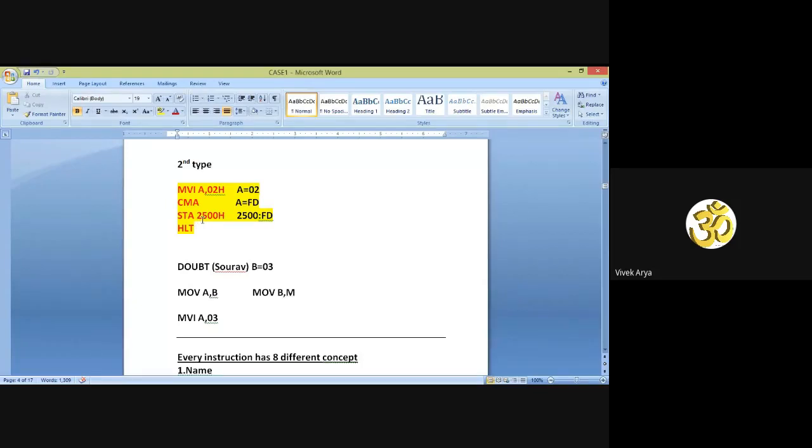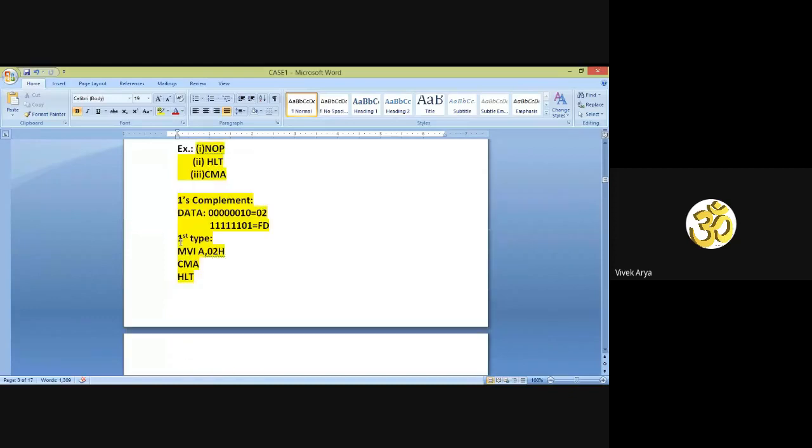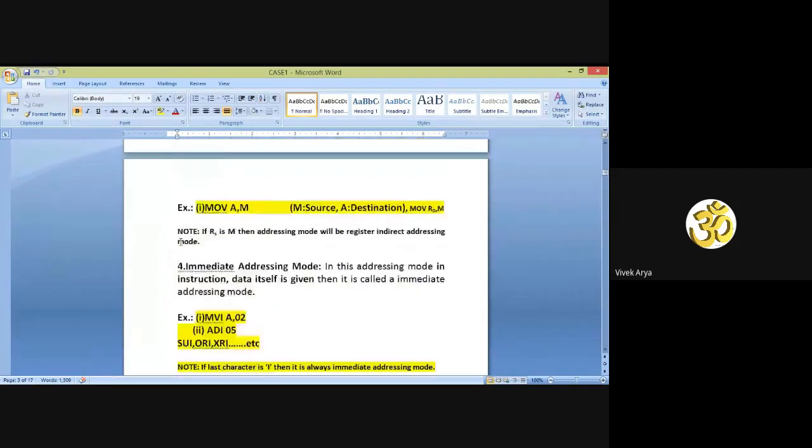So now after the execution of STA 2500H, the content of accumulator is stored at 2500H location, and the content of A is FD. So FD is stored at 2500 location. Okay. Yes sir. And the last is HLT. HLT is for the termination of the program. We can see some more examples.